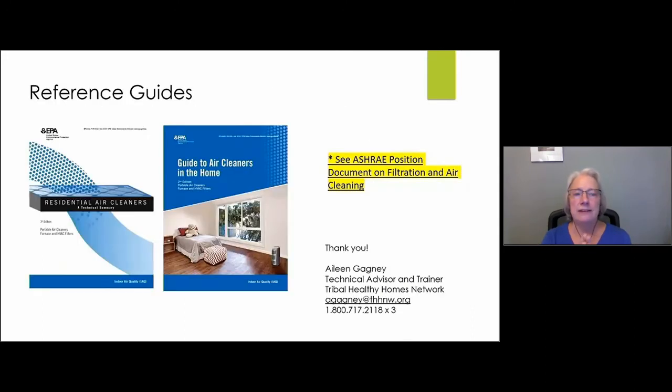Next. So there are lots of reference guides available. The ASHRAE position document on filtration and air cleaning is a lovely sort of condensed explanation of the various resources that are out there for you. And thank you.